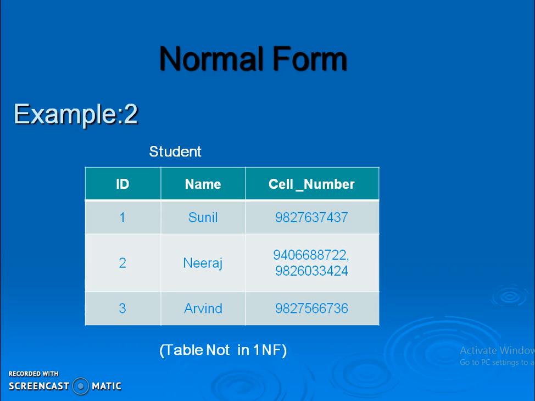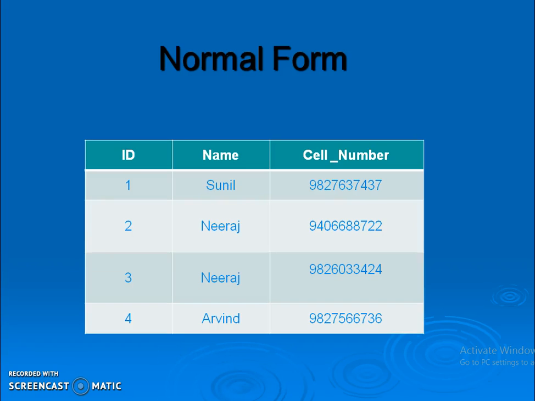So again we will decompose this multi-valued attribute row into 4 rows. Now row number 2 is decomposed into rows 2 and 3. Now Neeraj has two cell numbers in different rows.